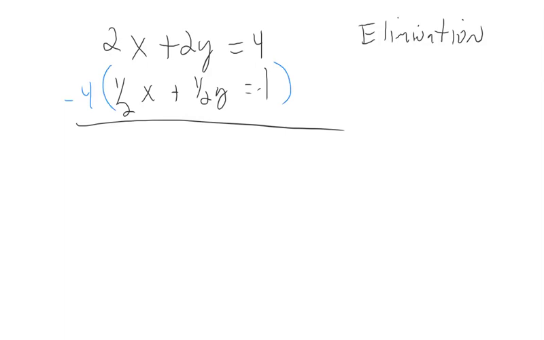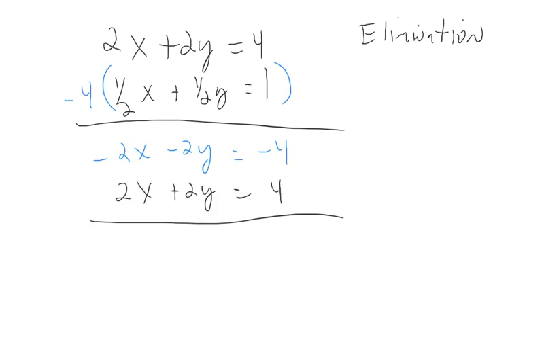So -4 times 1/2 is -2x. -4 times 1/2 y is -2y. -4 times 1, that is a positive 1. Equals a -4. Bring the first equation down. 2x plus 2y equals 4.